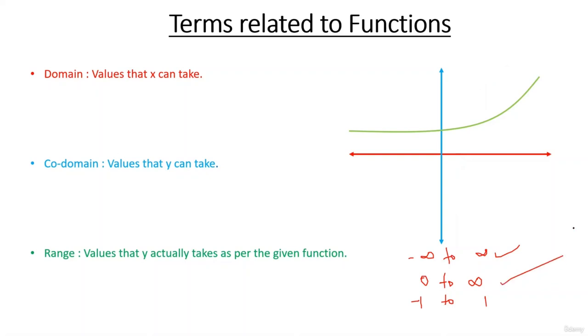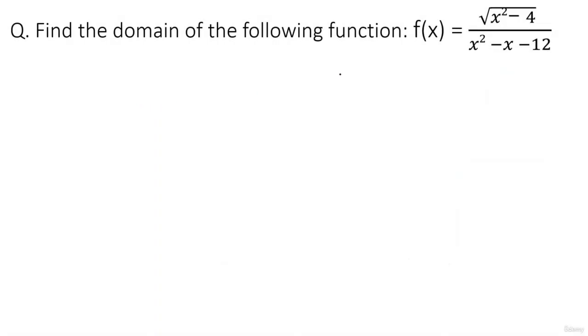So guys, after drawing the graph, what values y the function is actually taking, that is called the range of the function. Codomain is what we assume before plotting the graph, but range is something which we try to find out on the basis of the equation or the function which we have. Find the domain of the following function.